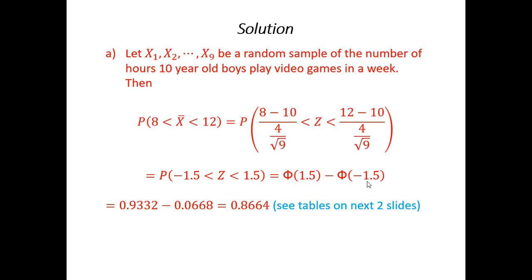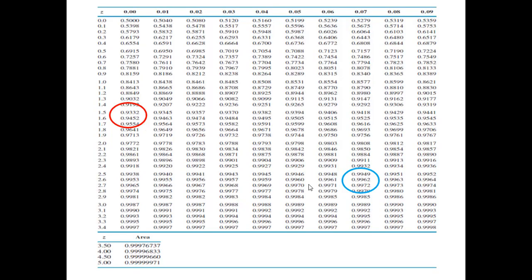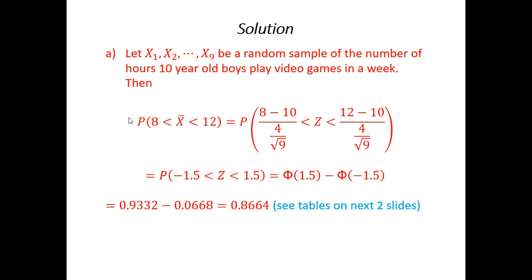So I could find my probability using a normal distribution table. I have phi of 1.5. So we could check out our table where we have positive values for z. So 1.5, this column gives me 1.50. So we would get 0.9332. Okay, so that's how I get this value right here, my phi of 1.5.